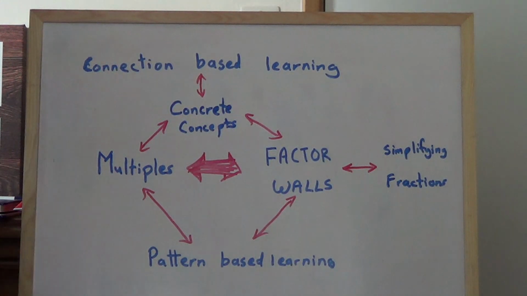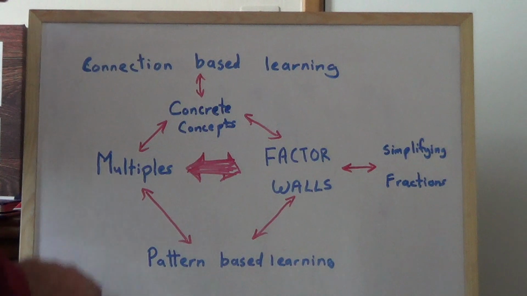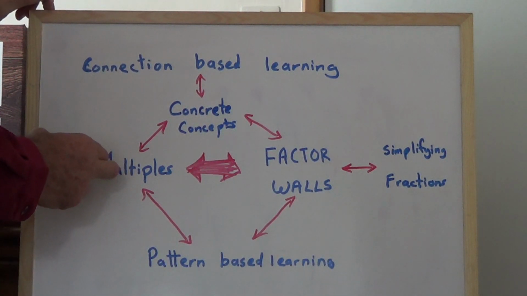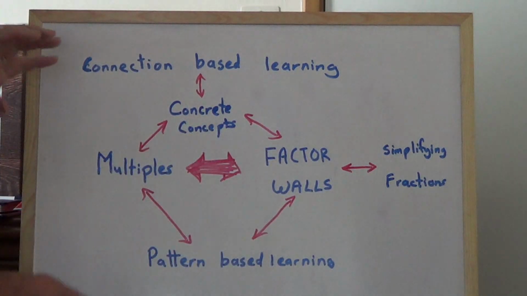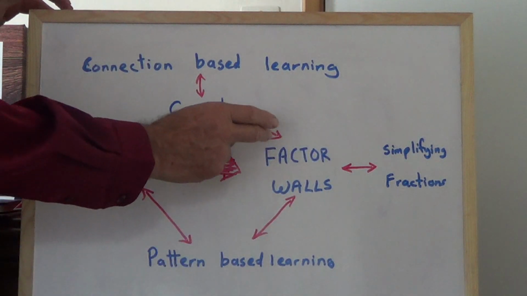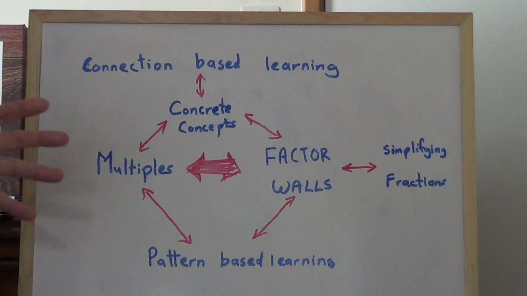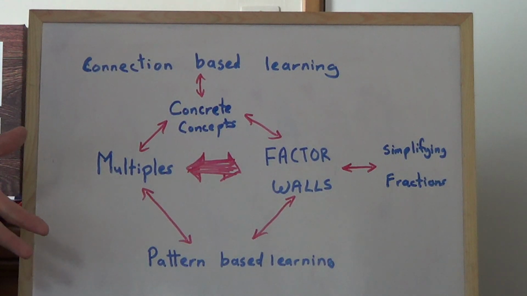Okay, here is the mind map. We are focused on factor walls, however, multiples are closely aligned with factor walls. There's a very strong relationship there. We're going to use a concrete concept, basically wooden blocks. If you had, say, 12 wooden blocks, you can use those 12 wooden blocks to find, say, the factors of 12, and you just make rectangular block walls.